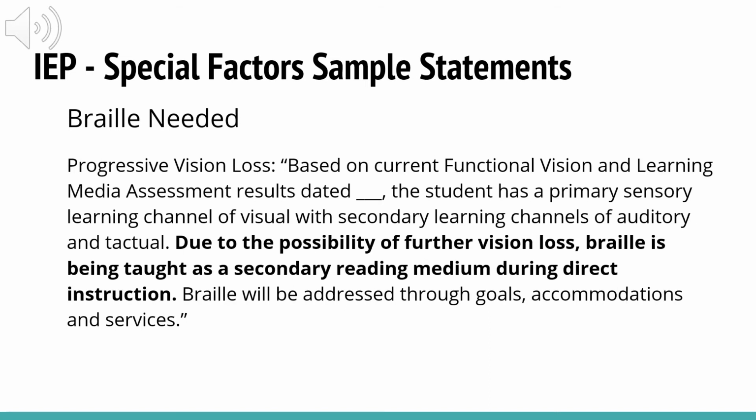Special factor sample statement when Braille is needed for progressive vision loss. Based on current functional vision learning media assessment results dated March 14, 2020, the student has a primary sensory learning channel of visual with secondary learning channels of auditory and tactual. Due to the possibility of further vision loss, Braille is being taught as a secondary reading medium during direct instruction. Braille will be addressed through goals, accommodations, and services.